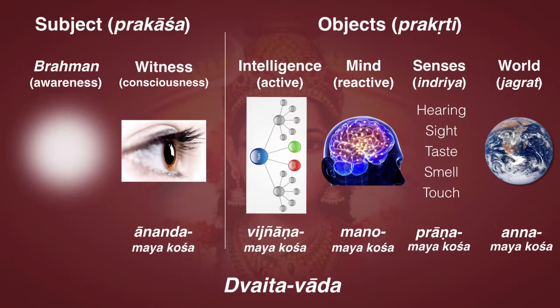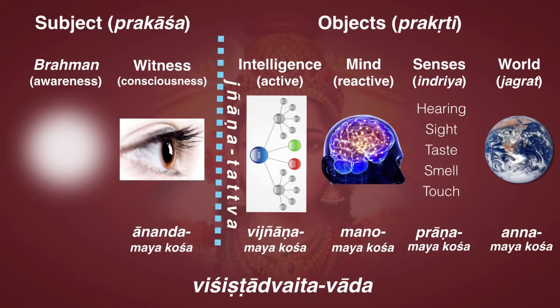Dvaita means duality. It also means delusion. Because actually, there is no duality. There is only Brahman. But because our attention is turned away from Brahman toward the world, then we see so many objects. But those objects are all basically illusion. But in this state of dvaita-vāda, we can perform karma yoga. And by karma yoga, we gradually rise to the position of the next stage, viśiṣṭādvaita-vāda. Now, the only difference between dvaita-vāda and viśiṣṭādvaita-vāda is jñāna-tattva, the knowledge that we are actually Brahman.